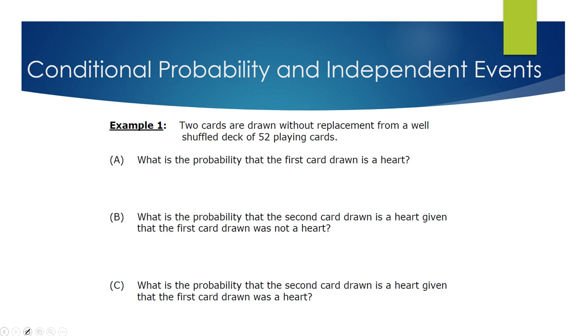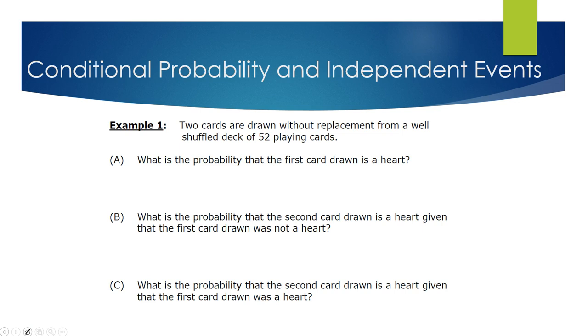So for example 1 here, we actually did some situations in class where we looked at these kinds of circumstances before. 2 cards are drawn without replacement from a well-shuffled deck of 52 playing cards. And again, we're assuming that you all know what playing cards are, that there are 4 suits, face cards, and ace through 10 are your non-face cards. Jack, kings, and queens are your face cards. We're not including jokers here. So things like that.